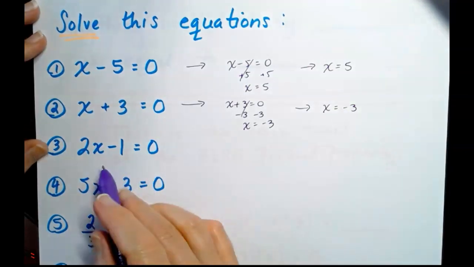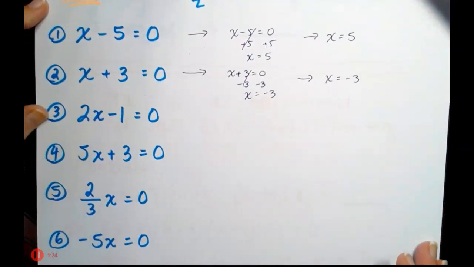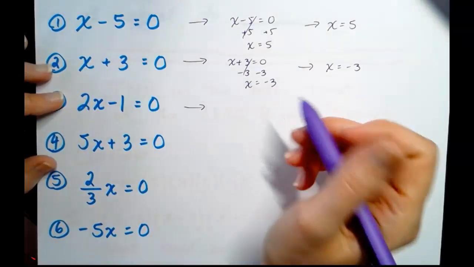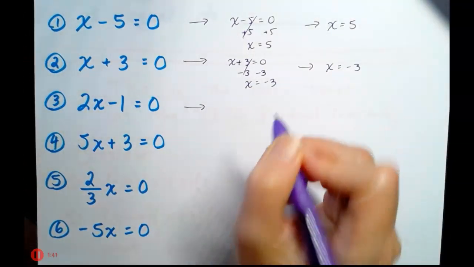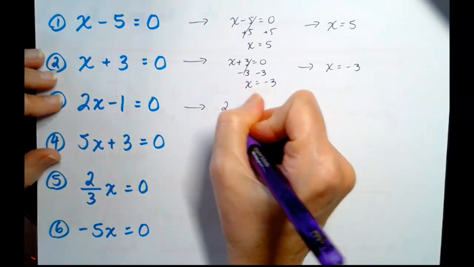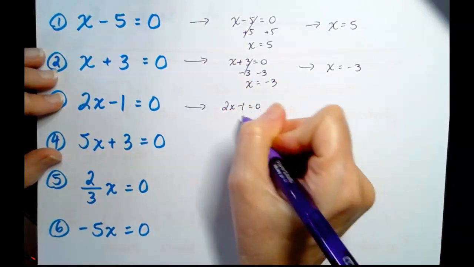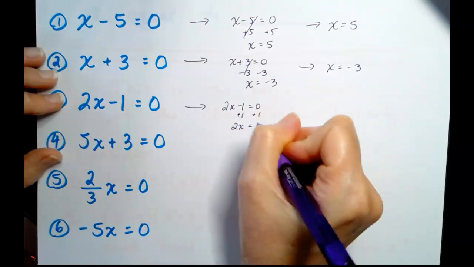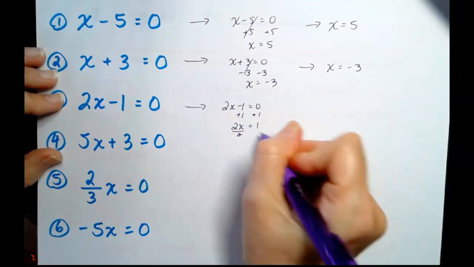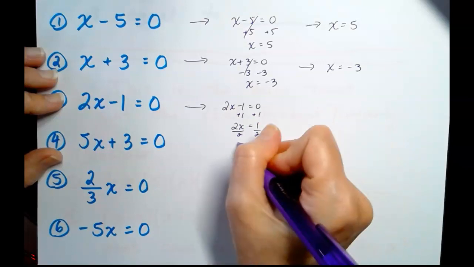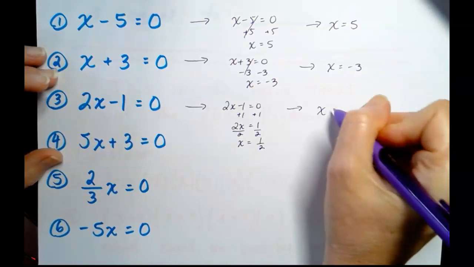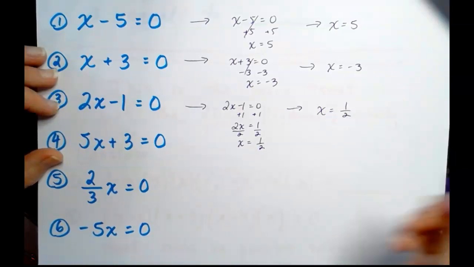And then it gets a little bit more exciting with 2x minus 1, but we're still going to apply our principles and properties of equality here. So if 2x minus 1 equals 0, then plus 1, 2x equals 1, divide by 2, x equals 1/2. So that's number 3, x equals 1/2.